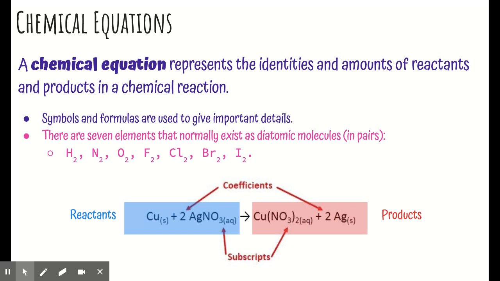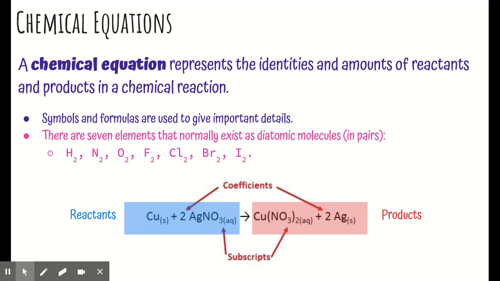So what we have here at the bottom, we have the blue side and the red side. So you'll start out on the left side always, the blue side. So these are always going to be your reactants. The reactants are always like what you start with. And then you're going to use symbols and formulas to represent that chemical change happening. And then you'll write the products on the right-hand side.